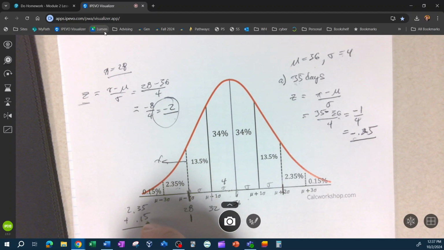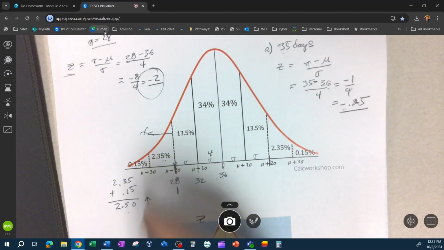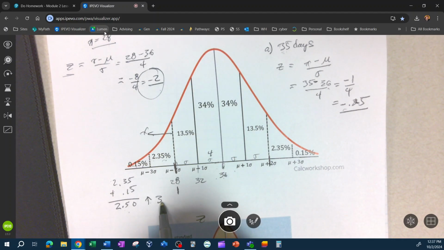And I get, carry the 1, that's 4, 5. So that's 2.5. And the problem says round up to the nearest integer. So we're going to round this up to 3. In other words, the percentile of 28 is the 3rd percentile. And why is that? Because using the empirical rule, we know that 2.35% of the data plus 0.15% of the data is to the left of my score.